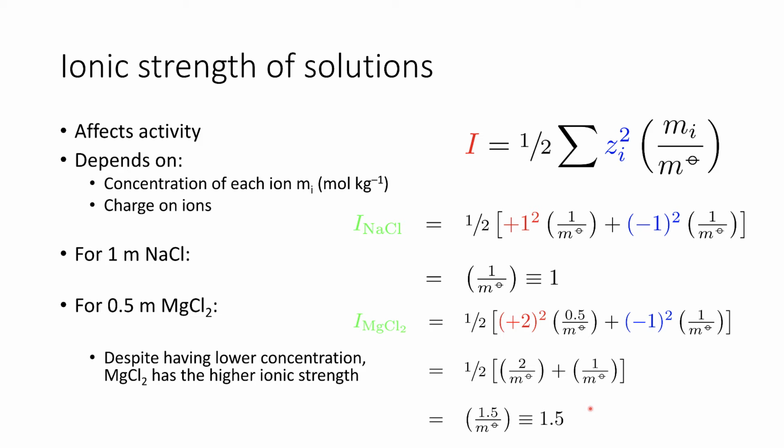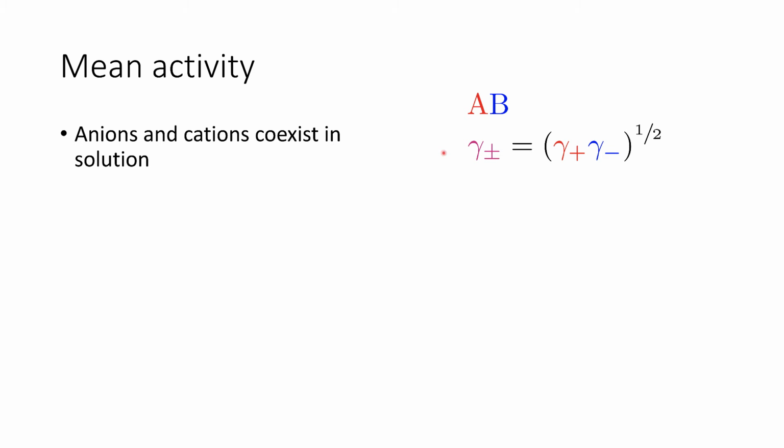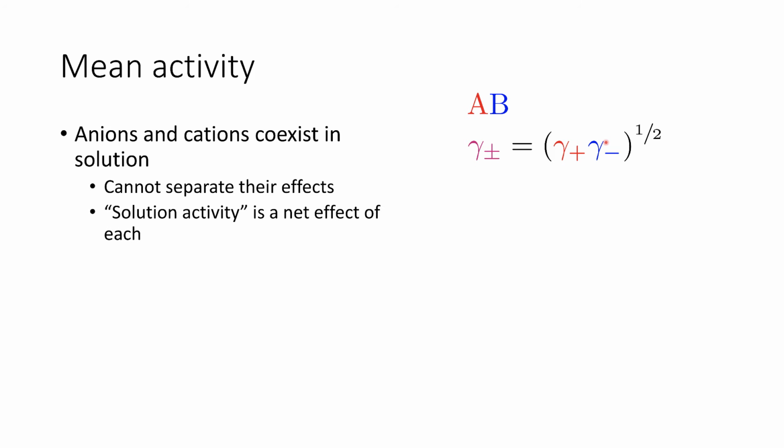So this is an important consideration, this ionic strength, because it affects other measurements we're going to do further down the line. Whenever we think of an activity, we think of the mean activity of a solution. Remember, it's impossible to measure these things in isolation because these anions and cations coexist. So anytime we determine an activity, what we're really looking at is the combined activity of the cation and the anion. So we cannot separate their effects.